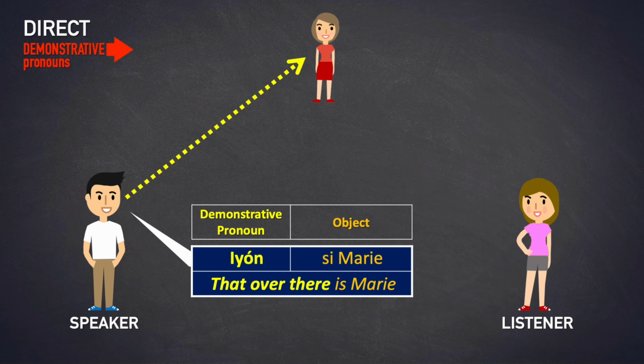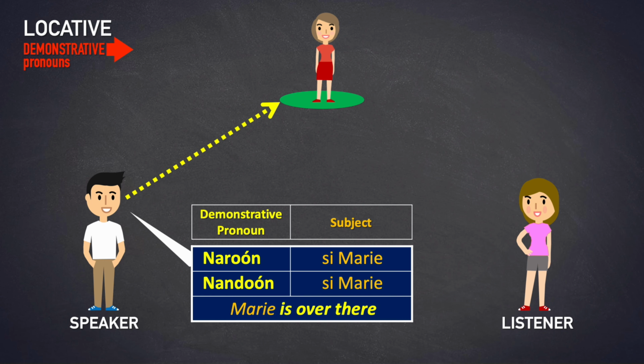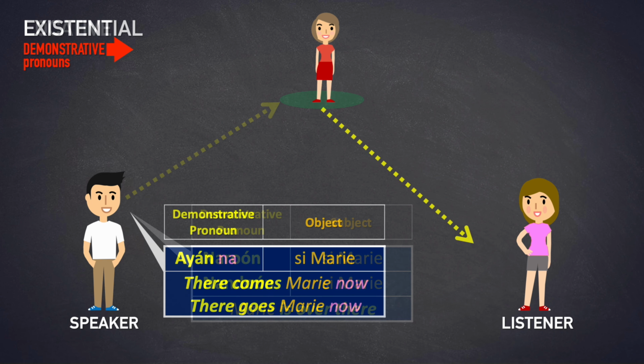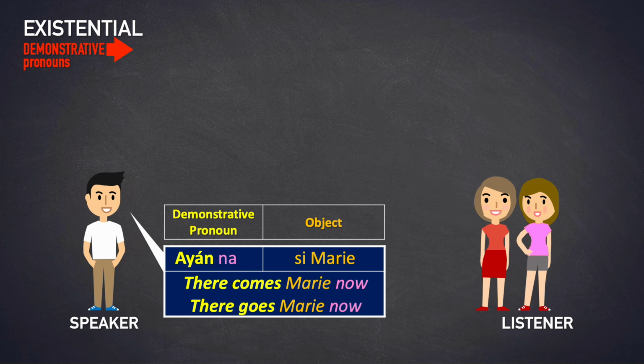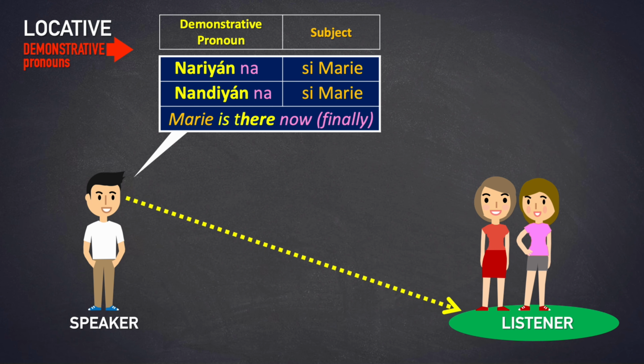Let's have some more. Iyon si Marie. That over there is Marie. Naroon si Marie. Nandoon si Marie. Marie is over there. Ayan na si Marie. There comes Marie now. Or, there goes Marie now. Nariyan na si Marie. Nandiyan na si Marie. Marie is there now. Are you getting it?